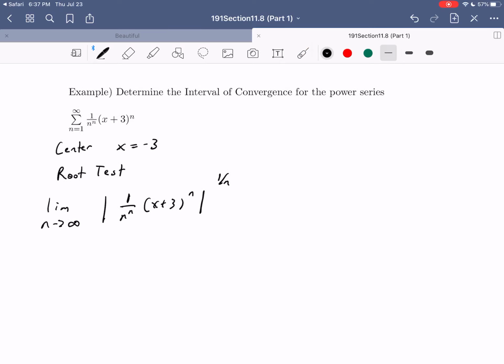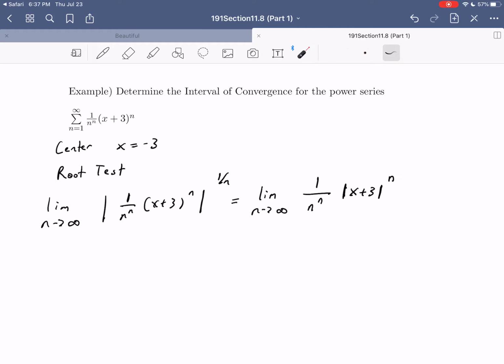We don't know anything about x, so we've got to be a little careful. We're going to rewrite this: 1 over n to the n, that's got to be positive, so no absolute value bar is necessary there. But then the absolute value of x plus 3, to the n. That absolute value might impact that x plus 3. And then all of that to the 1 over n.